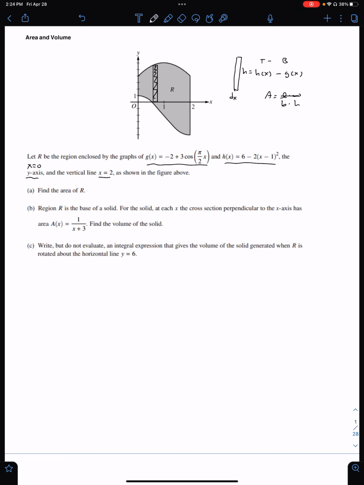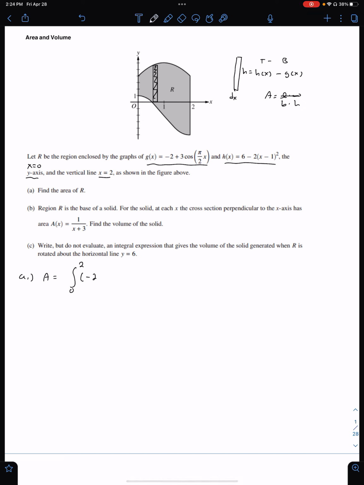So let's take a look at part A. Let's go and set this up. I want to find the area. And to get the area, we know we're going to take the integral. They already gave us the bounds 0 to 2. Now, because this is non-calculator, I am going to have to write out the function here. And it's not going to be the nicest one.